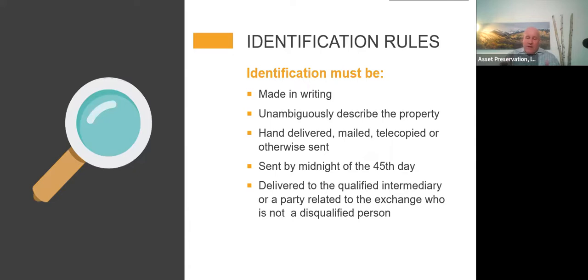Now I can identify some at the beginning, I can unidentify, and I can substitute before midnight of the 45th day. But I must buy something that I've identified. I can't find something after midnight of the 45th day and use it in my 1031 exchange.